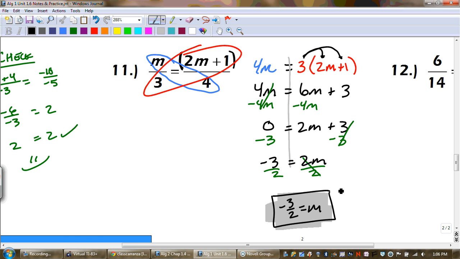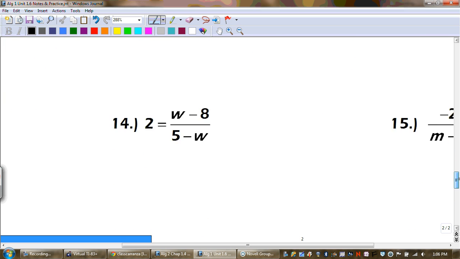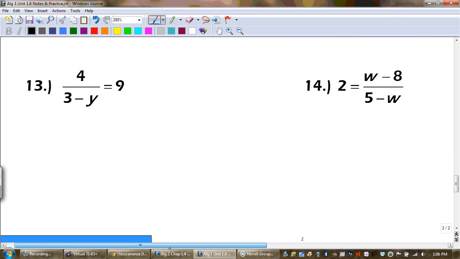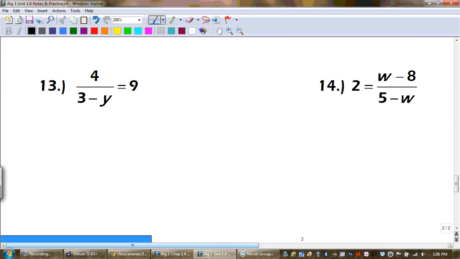Okay? Now, the last one that we're going to do in class is number 13, or on the video, is when we get a problem like this. All right? Now, we don't have 2 fractions. Well, technically we do, because whenever we got this 9, we can put that 9 over 1, okay? And now we can do the cross product rule. 4 times 1 gives us 4.